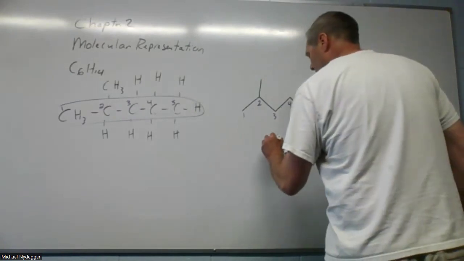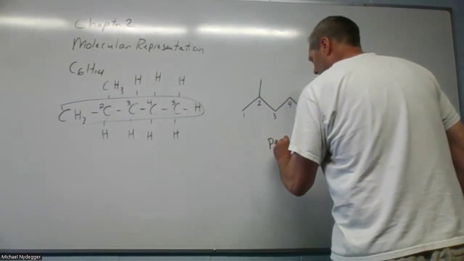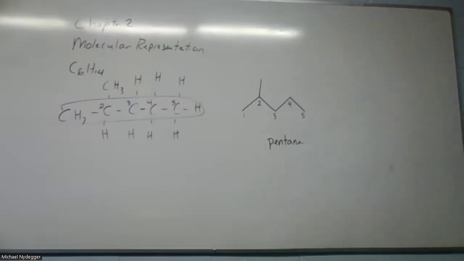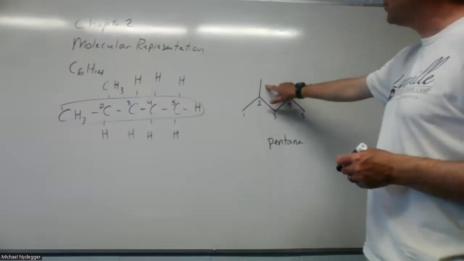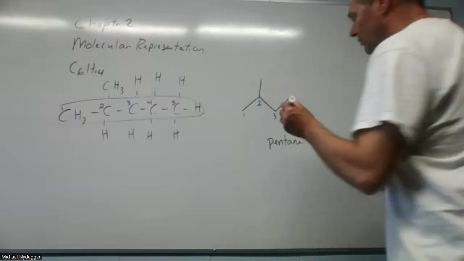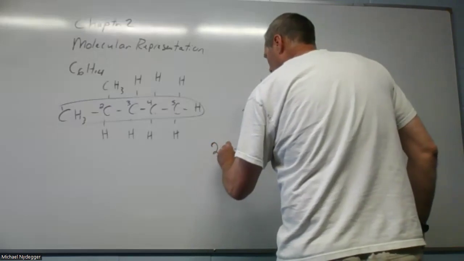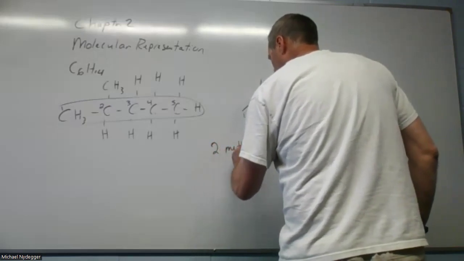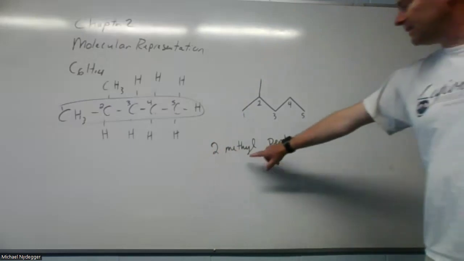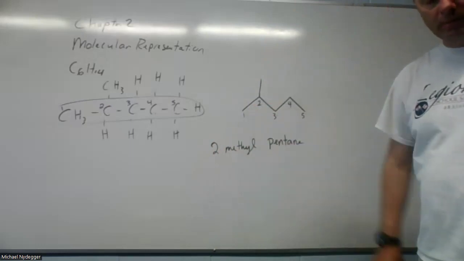So this parent chain is going to be pentane. That's pentane, pent meaning five. And we have this methyl group coming off the second carbon, and that's going to be a methyl group. And so this we refer to as 2-methylpentane, indicating that the methyl group comes off the second carbon.